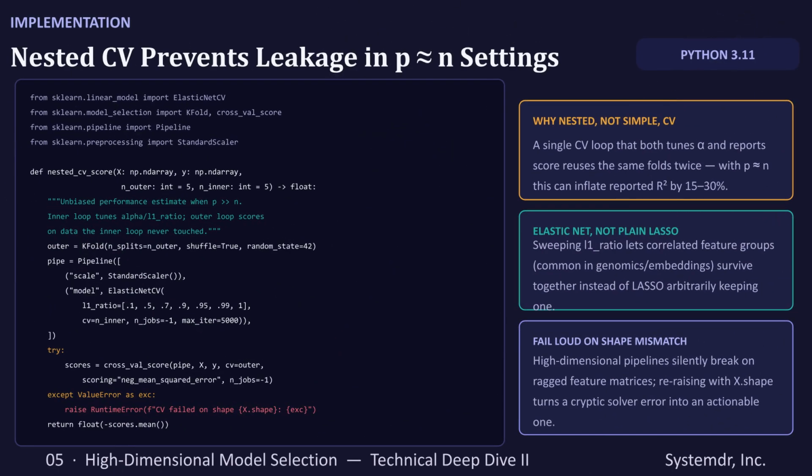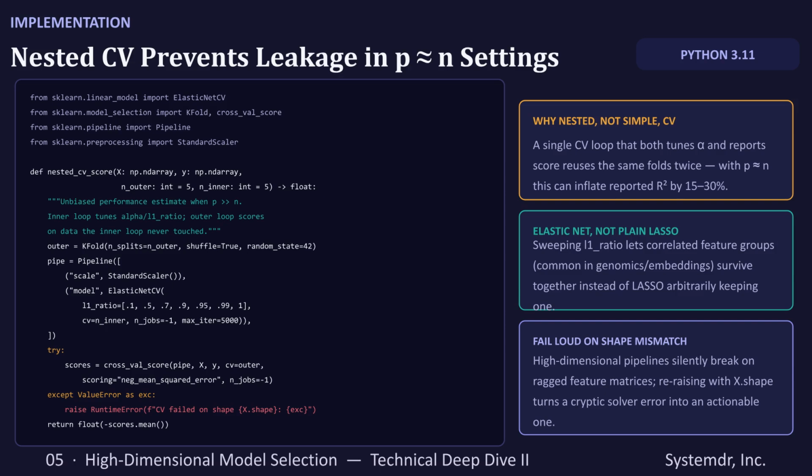Let's get concrete with a production quality implementation. This is a nested cross-validation function written for exactly the scenario we've been describing, where your feature count approaches your sample count. Notice the structure. There are two loops here, not one. The inner loop, that's inside the ElasticNet CV model itself, tunes alpha and L1 ratio. The outer loop, built with Scikit-learn's cross-val score, scores the tuned pipeline only on folds that the inner loop never touched during tuning.